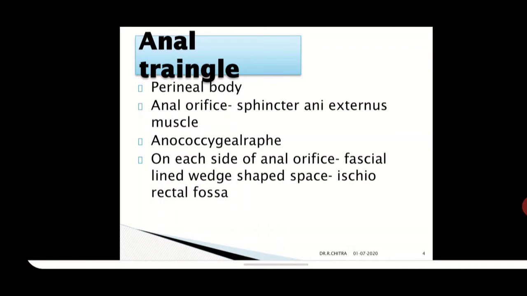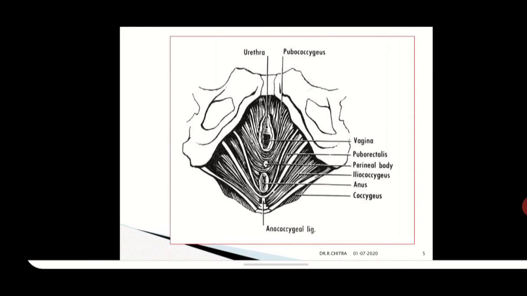Then the anococcygeal raphe. On each side of the anal orifice, if you see, fascia lined, there is a wedge shaped space. That is the important topic of today's class, the ischiorectal fossa. On each side of the anal orifice, it is present. So these are the structures from front to behind in the anal triangle: perineal body, then anal orifice, then between the anal orifice and the coccyx, the anococcygeal raphe.